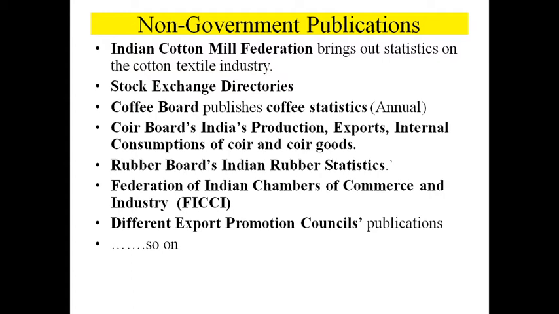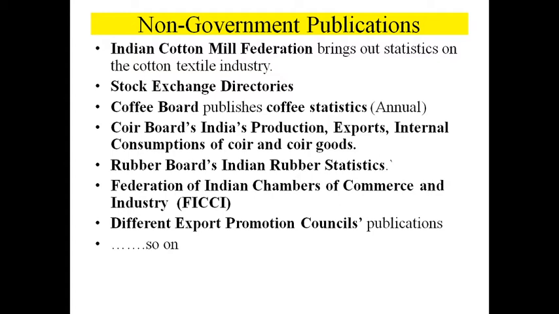Then Coffee Board. Coffee Board publishes coffee statistics. That is an annual publication. Then Coir Board, India's production, exports, internal consumption of coir and coir goods. So this data can be found from publications of the Coir Board. Rubber Board, Indian Rubber Statistics. So you can easily guess that from there you can find statistics on rubber related trade.